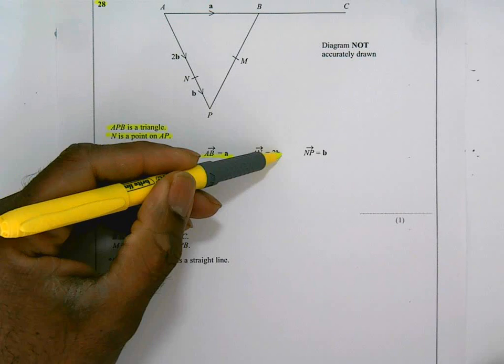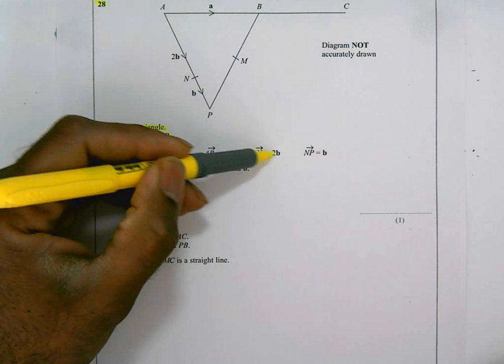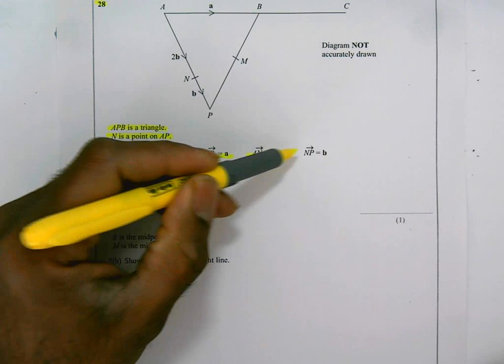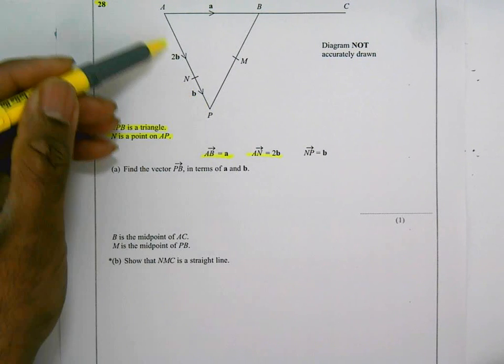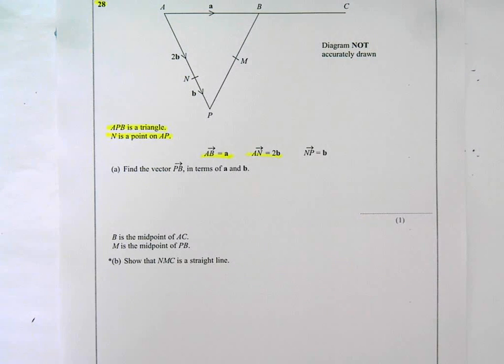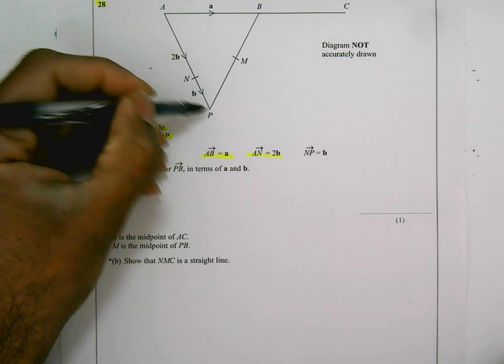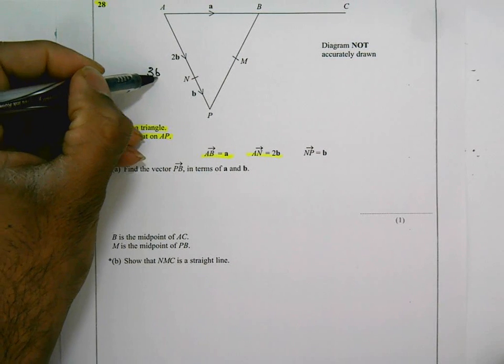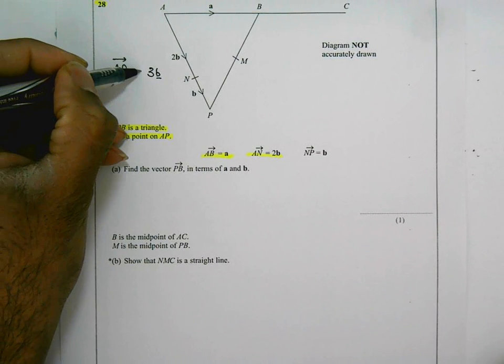A to N is 2B. And N to P is B. So this whole distance here is 3B. So all the way across from A to P is 3B. I'm going to write that here. Going from A to P is 3B.